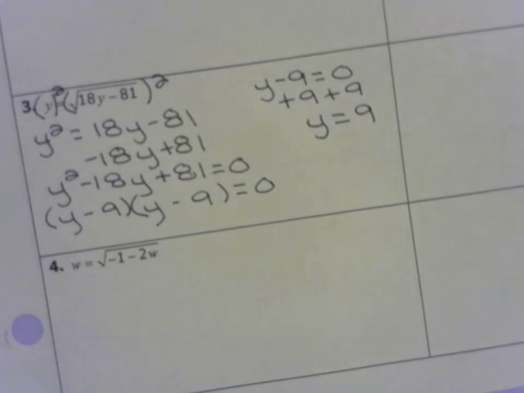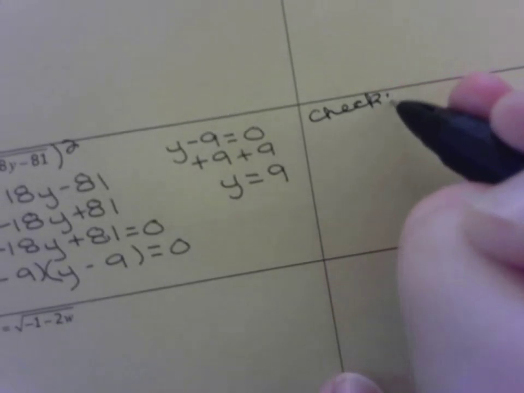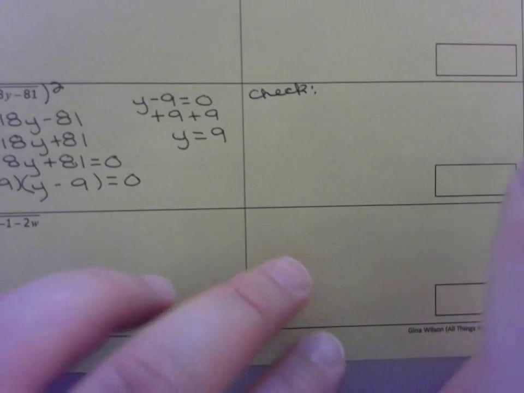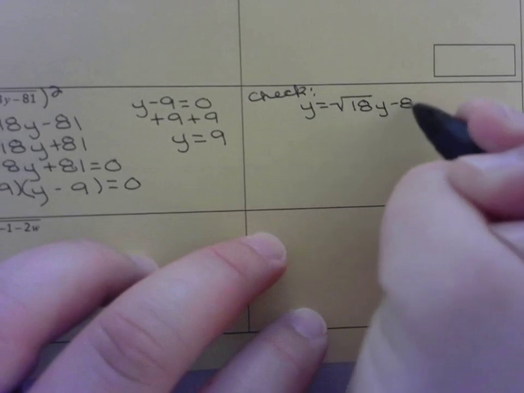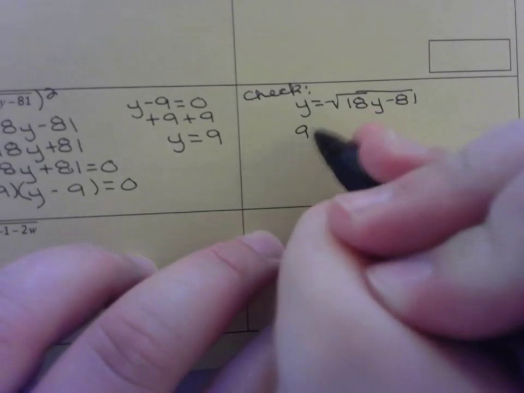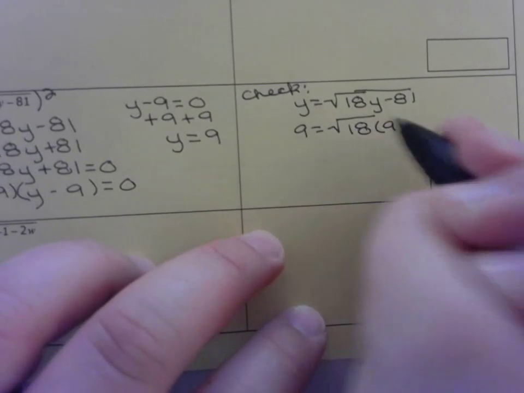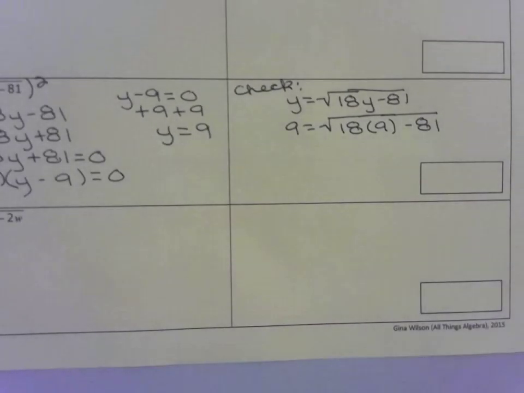However, I need to always check it. As I look at checking this, we're going to check it in the other box, so you have plenty of room. Why do we have to check it? Radical equations you always have to check, because sometimes you're going to get no solution. So if I check this, all you do is you take your original and you plug 9 where y is. So you get 9 equals the square root of 18 times 9 minus 81. And we want to see if this is true, which means, does the left side come out to equal the right side?